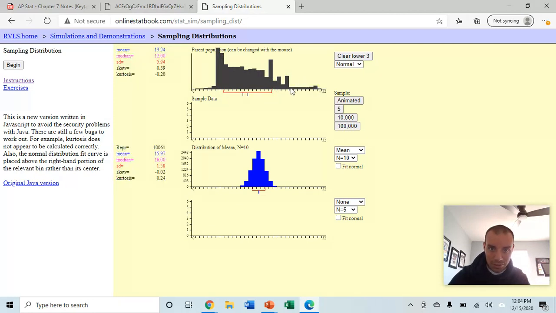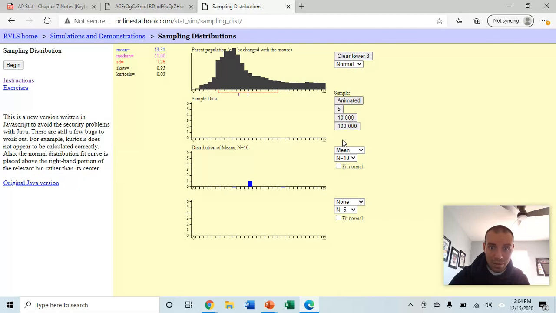I'm just making my own distribution here. Obviously, this one is clearly skewed right. So I've created a distribution that's obviously skewed to the right. And I'm going to go through the same process where I'm taking samples of size 10. Actually, I'm going to take samples of size 5 to start. And notice here that the shape of my distribution of sample means is not exactly normally distributed now. The parent population was skewed right, and this distribution is still sort of skewed right.